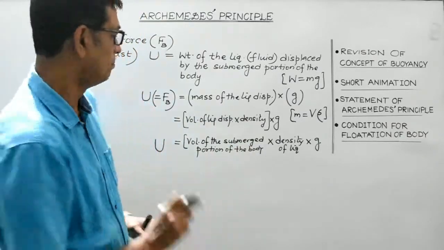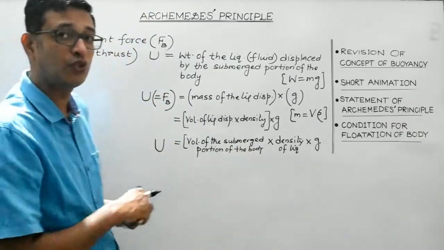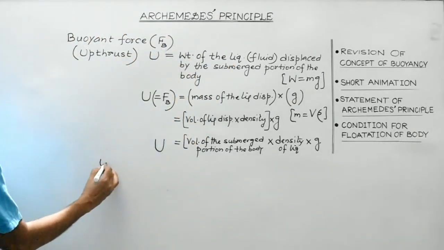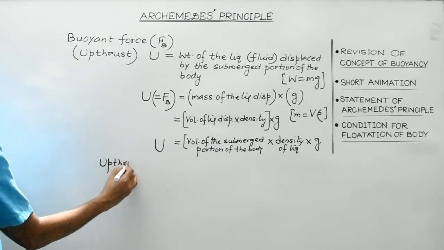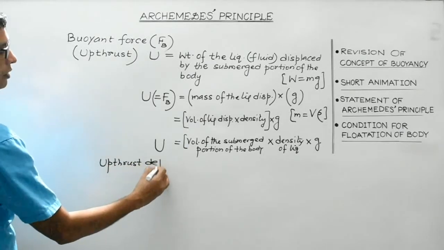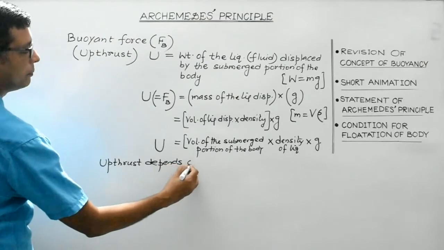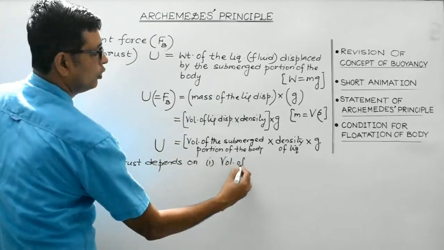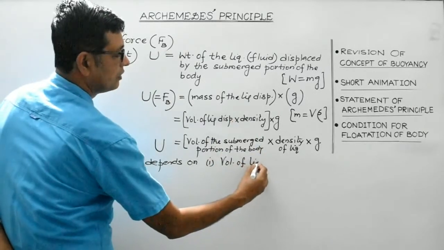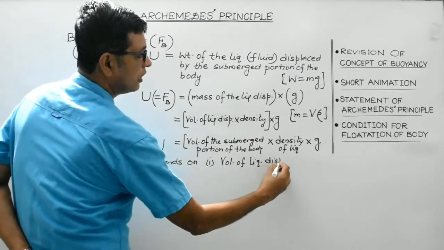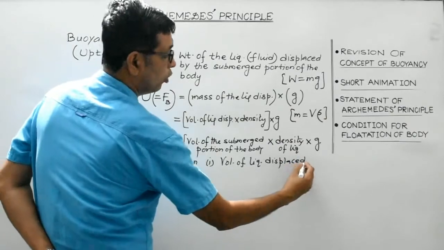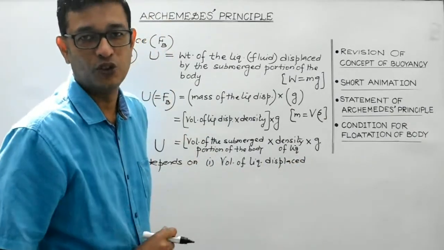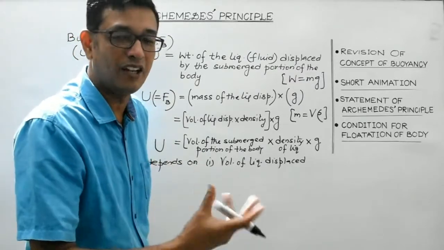So basically, buoyant force, or the upward force which the fluid exerts on the body in the upward direction, depends upon, first, the volume of the liquid displaced. More the volume of the liquid displaced, more will be the upward force. More will be the upthrust or the buoyant force, right?